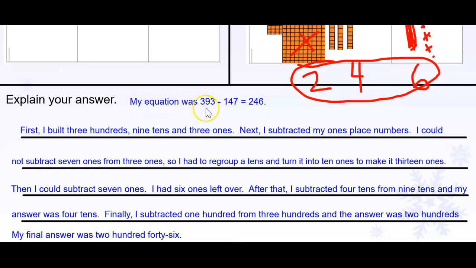My equation was 393 minus 147 equals 246. First, I built 3 hundreds, 9 tens, and 3 ones. Remember, boys and girls, that was our first number in the equation. Next, I subtracted my ones place numbers. I could not subtract 7 ones from 3 ones, so I had to regroup a tens and turn it into 10 ones to make it 13 ones.